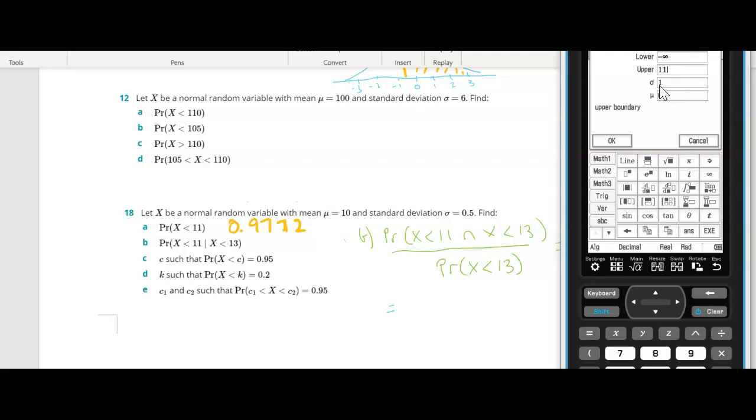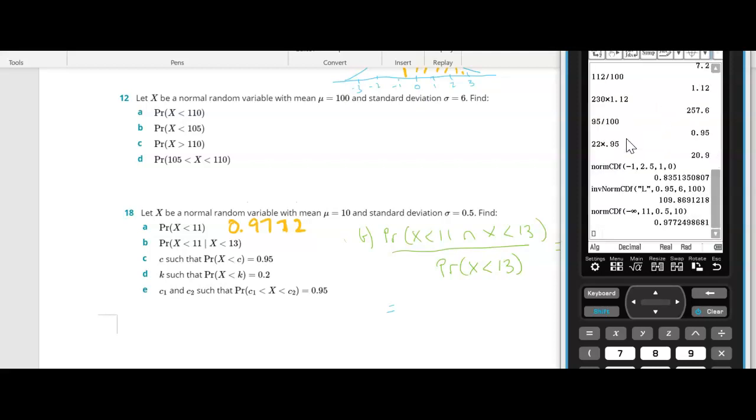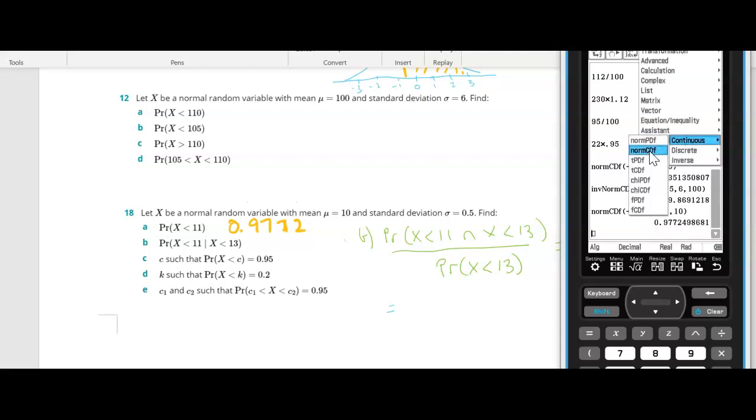And it's not standard, so our standard deviation is 0.5, and our mean is 10. All right, so I'm just going to leave that answer there. Oh, we already did that. I didn't even realize. Okay, continuous, normal CDF.